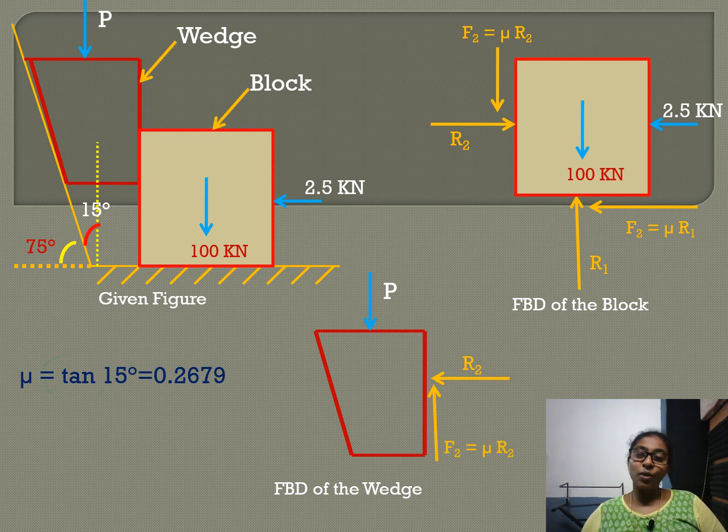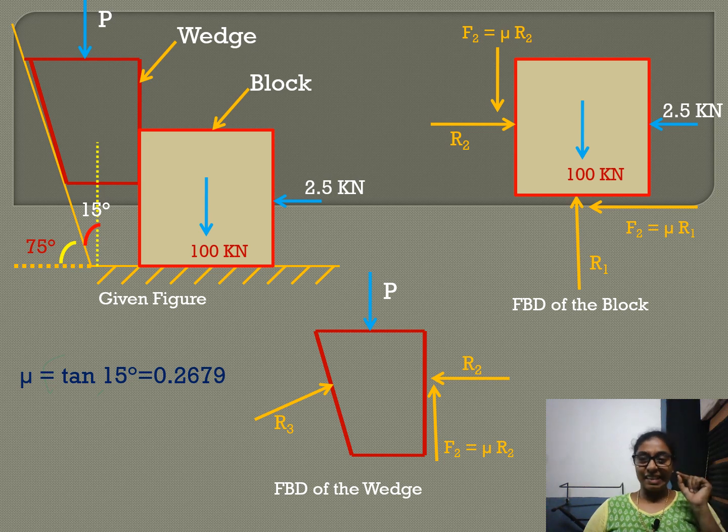So it is shown as F3. So F3 is equal to mu into R3. And we have another surface of contact, that is the inclined surface. For this inclined surface, the normal reaction acts perpendicular to the inclined surface. So that is taken as R3.